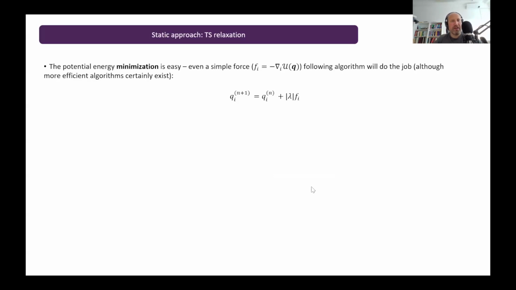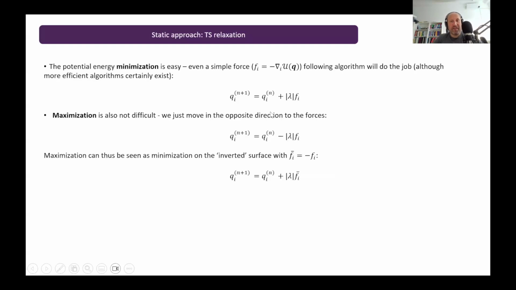Now about relaxation, so minimization, relaxation to potential energy minima, that's easy. Even simple force following algorithms would do the job. All we can do is just follow the direction of forces, and little by little we approach the minimum. Maximization is not much more difficult than that, because we only need to follow the direction opposite to forces. We do almost the same thing, but in the opposite way. In some sense, we can think of maximization as minimization on the inverted surface, with forces with the opposite sign, right?